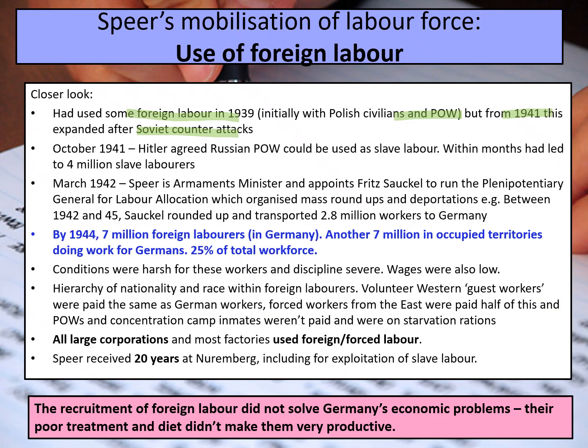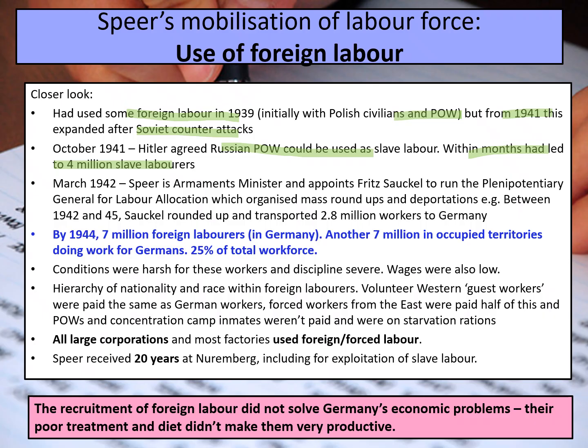As a result of the Soviet counterattacks and the more desperate situation, not having that same initial success of blitzkrieg tactics that they had earlier on, Hitler had agreed that Russian prisoners of war could be used as slave labour. This wasn't just a small amount of people now working for Germany, but within months, it had led to 4 million slave labourers, whether civilians or prisoners of war.